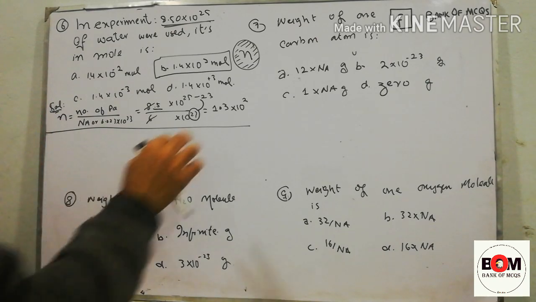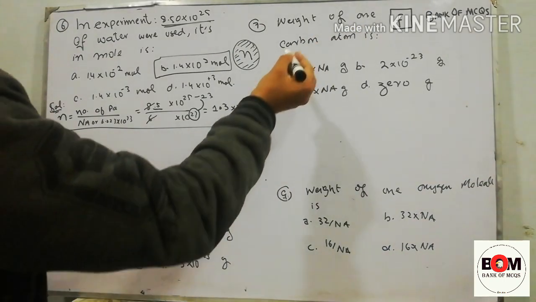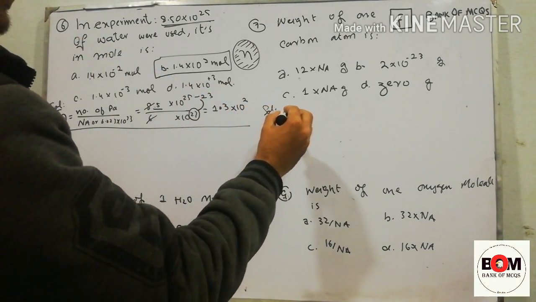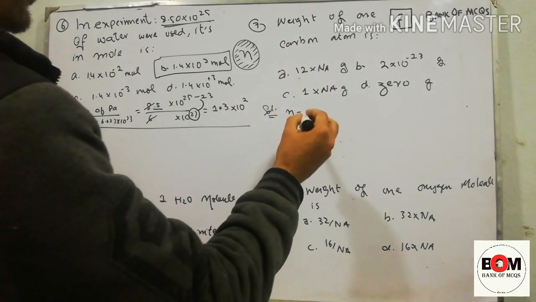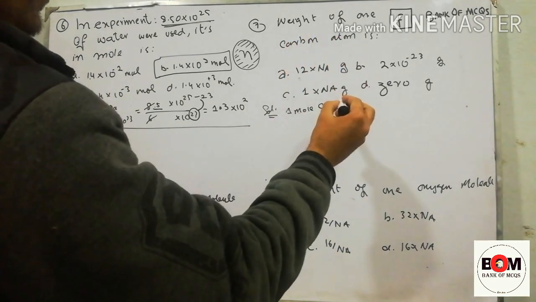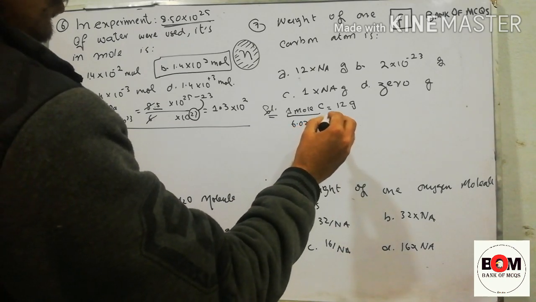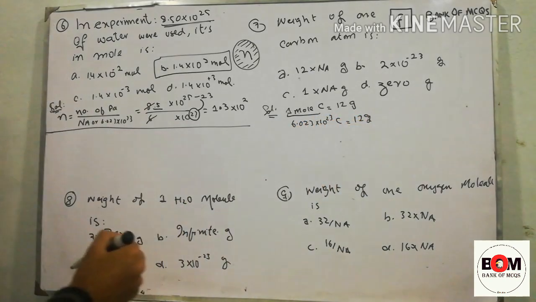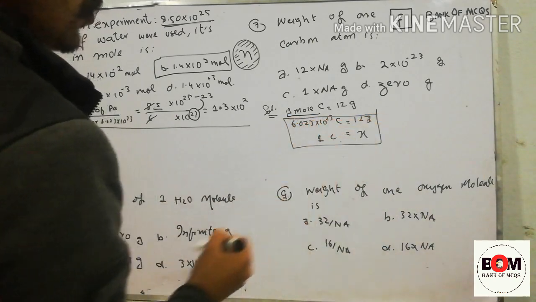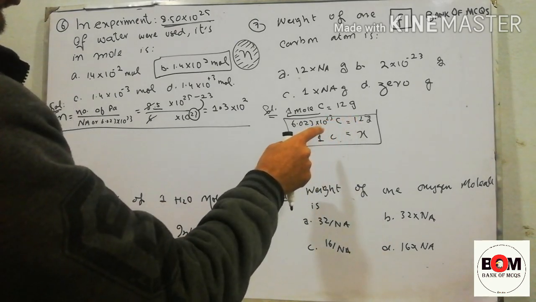Now the next MCQ is, weight of one carbon atom is. We know that the carbon atom is present in the world, so what will be its weight? For the solution, we know that 1 mole of carbon is equal to its mass of carbon atom, so it is 12 gram. Further we know that 1 mole of carbon means 6.023 multiplied by 10 to the power 23 carbon atoms equal to 12 gram. We have asked for 1 carbon, so how much will be its weight? So simply we will use cross multiplication.